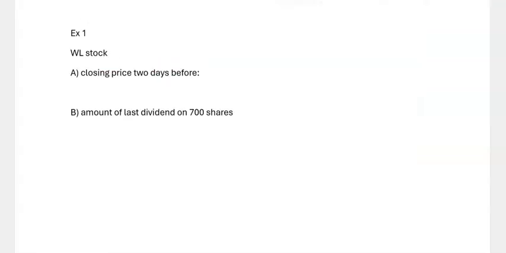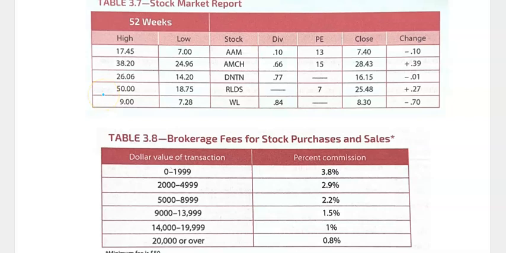Okay, so let's look at example 1. They're asking us to find A, the closing price of the WL stock 2 days before the report that is shown in table 3.7. And then B, they want us to find the amount of the last dividend that was paid out on 700 shares. Like how much did you make if you got paid out on 700 shares? So we're looking here at table 3.7. We're not buying or selling anything, so we don't need table 3.8. We don't need the brokerage fee, but we're looking at this last box here for WL stock.